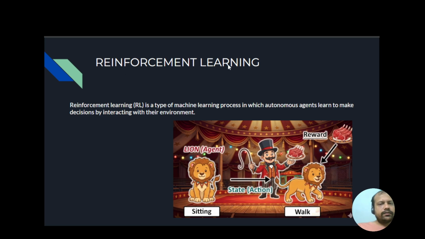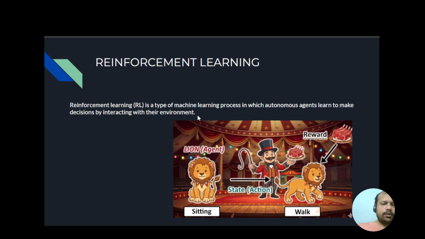Now, what is reinforcement learning? Reinforcement learning is where the system is running, and according to the decision it takes, whether it was a good decision or a bad decision, if it was a good decision, the system will be rewarded. If it is a bad decision, the system will be penalized.